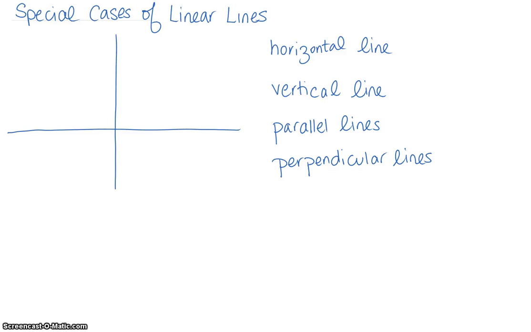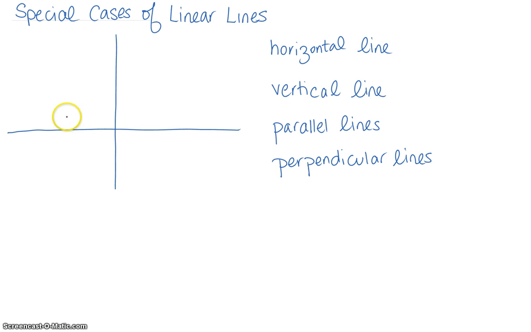So this section on special cases of linear lines looks at four main things: the horizontal line, the vertical line, parallel lines, and perpendicular lines. In the last unit we talked about the slopes of all these situations. Now we're actually going to look at the equation of the lines a little bit more.